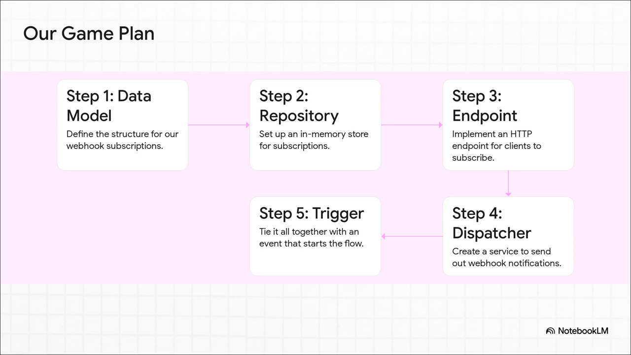First, we have to define what a subscription actually looks like in our code. Then we'll need a place to store them. We'll start with something simple in memory. After that, we'll build the public-facing door for clients to subscribe. Then comes the engine, the dispatcher that sends the notifications. And finally, we'll create an event that kicks the whole process off.